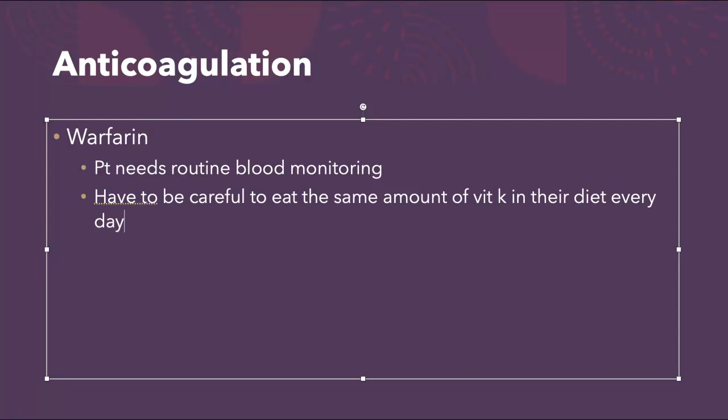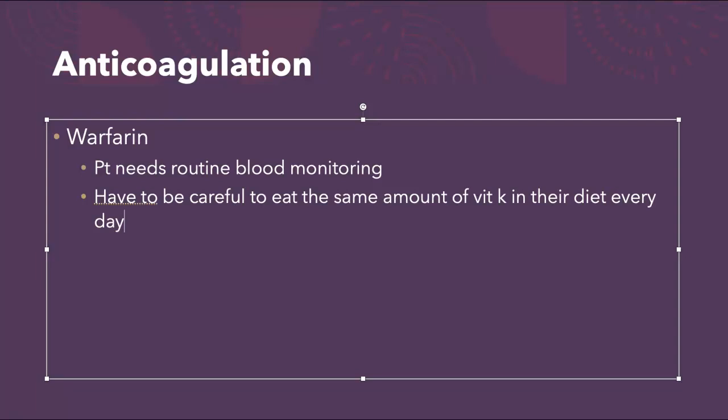Now, warfarin is an inexpensive medication. It's been around a long time. Some of the disadvantages of warfarin is that patients need to have routine monitoring. Generally, once they are therapeutic on warfarin, they'll end up going to like monthly blood monitoring. Initially, it might be a little bit more frequently. And they also have to be careful to eat the same amount of vitamin K in their diet every single day. And so if this person eats a spinach salad occasionally, that's going to be a problem if they don't have any other of those green leafy vegetables.